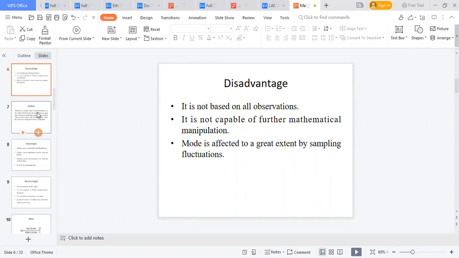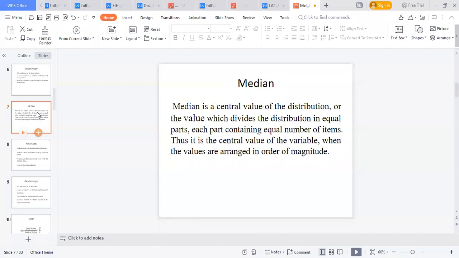Then the next is the median. Median, think about the word middle. Median is a central value of the distribution, or the value which divides the distribution into equal parts, each part containing an equal number of items. Thus, it is the central value of the variable. So think about these kids I'm talking about. One is aged 2, another one is aged 2, the other one is also aged 2, then there's one aged 3, and then another one aged 15.